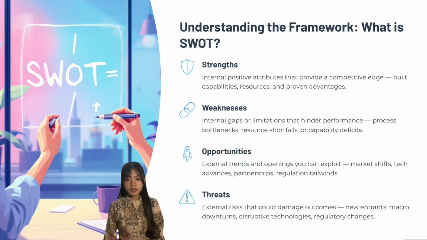Meanwhile, opportunities and threats come from outside the organization. These are external factors that we cannot control directly. Opportunities are positive trends like new markets or technology advancement. Threats are risks such as strong competitors or economic downturn. So, SWOT helps you look at both internal and external conditions in a structured way. This makes it easier to understand our situation and plan the next step.